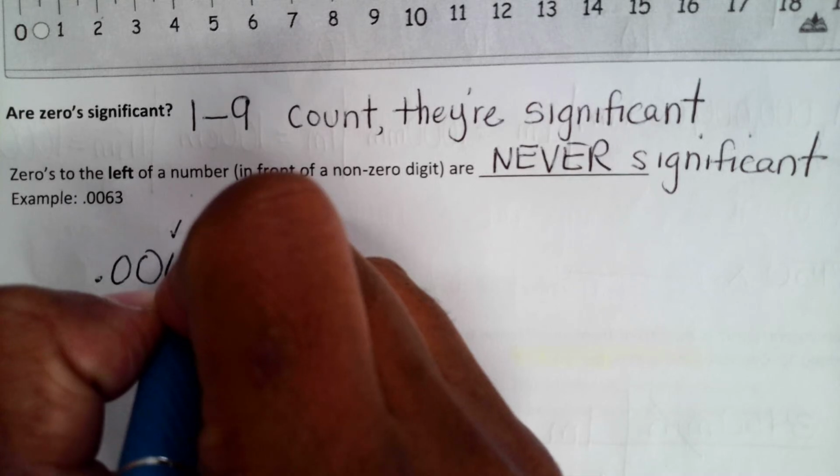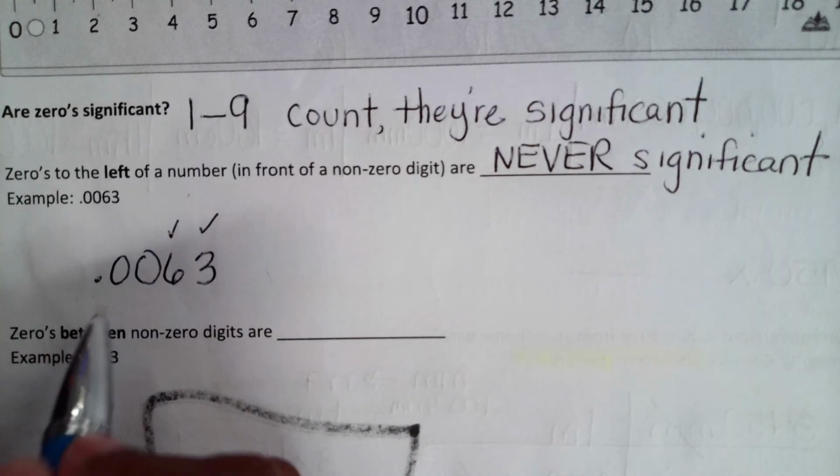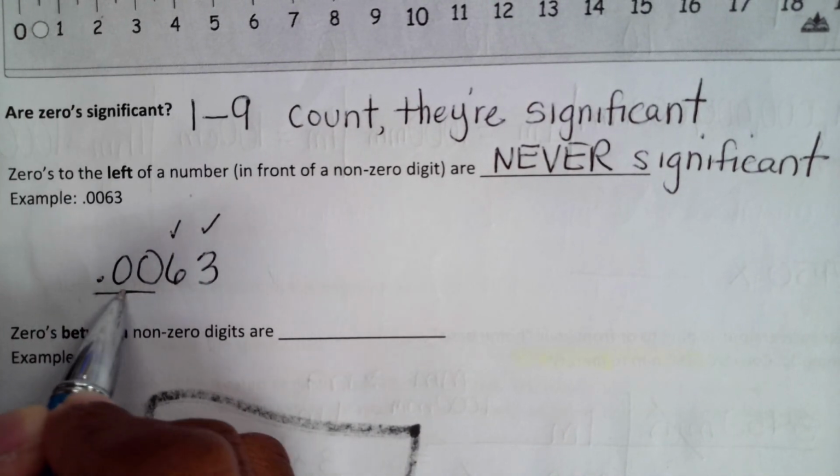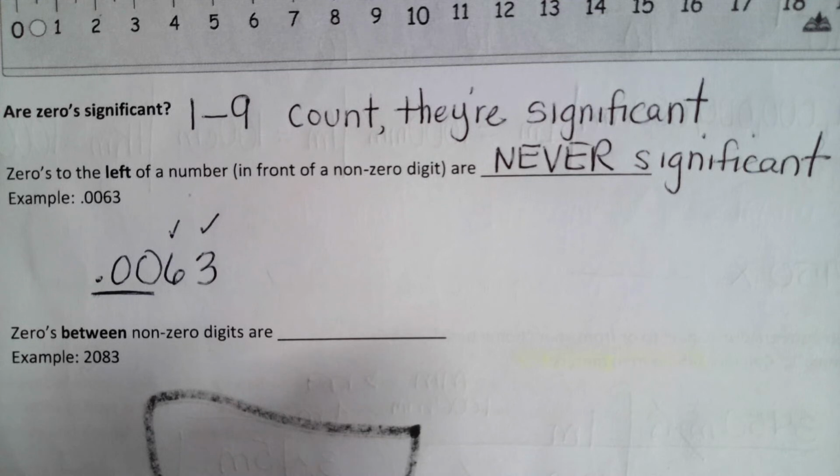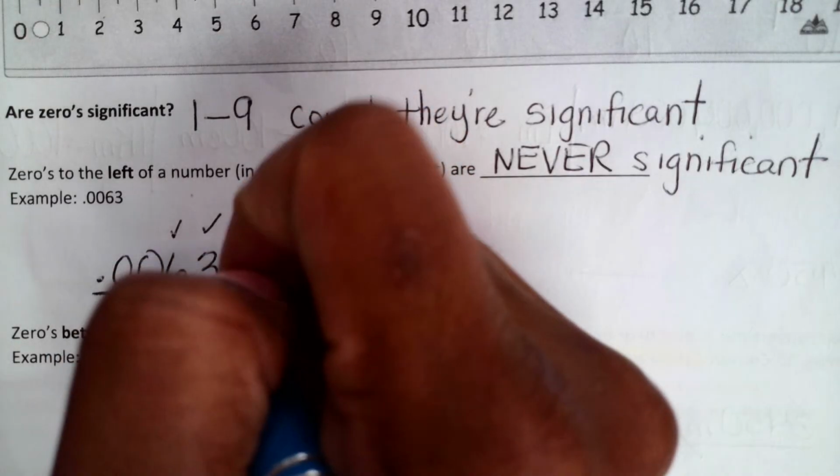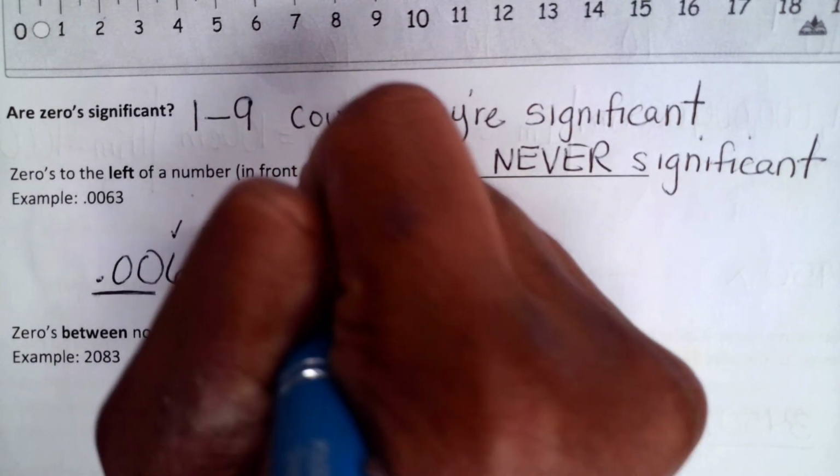Yeah, so these are the numbers 1 through 9. Do we count zeros in front? No. So this answer would have 2 sig figs.